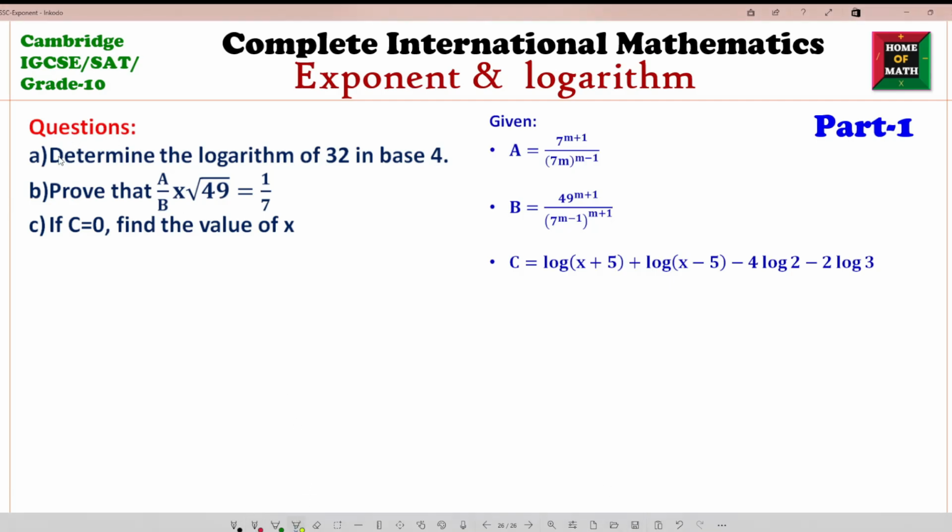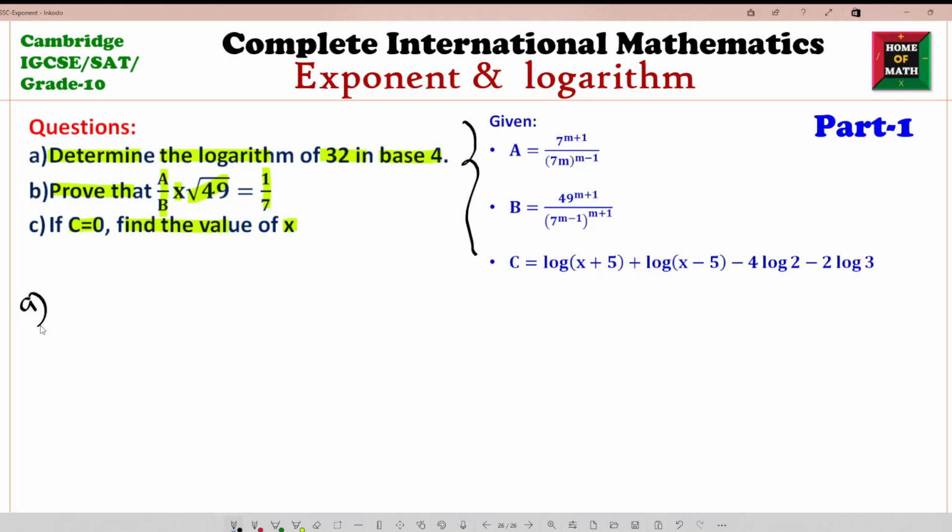The questions are: first one, determine the logarithm of 32 in base 4. Second one, prove that a by b times root 49 equals 1 by 7. And last one, if c equals 0, find the value of x. Look, for this question we can take help from some given information.